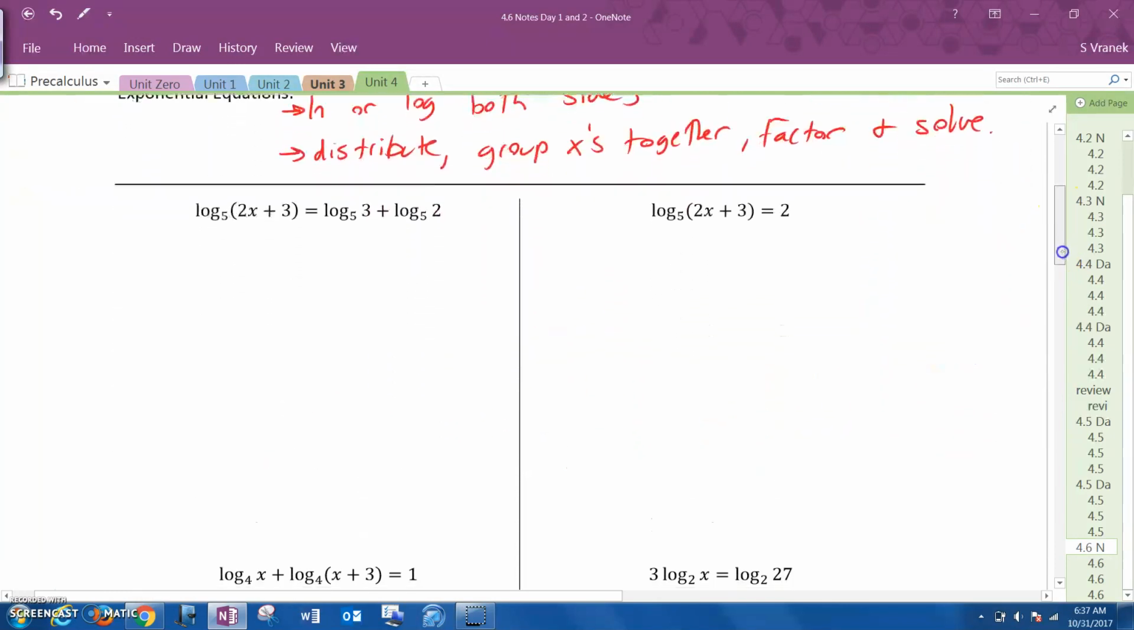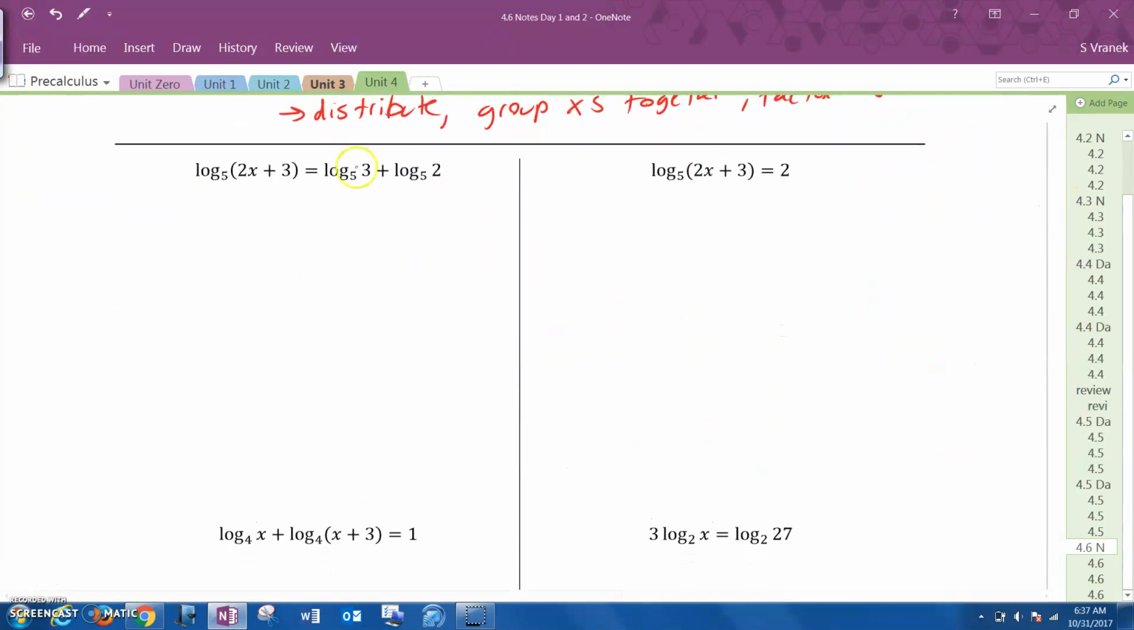First thing you have to do is condense it to one log on each side. This one has two of them, so we're going to use the property that when you have two logs added together, you multiply the numbers. So we get log base 5 of 2x plus 3 equals log base 5 of 3 times 2.